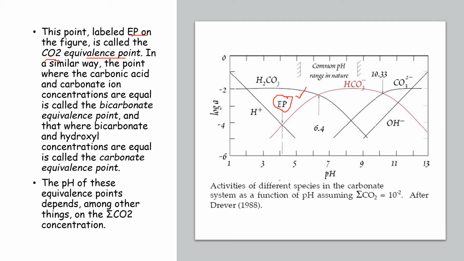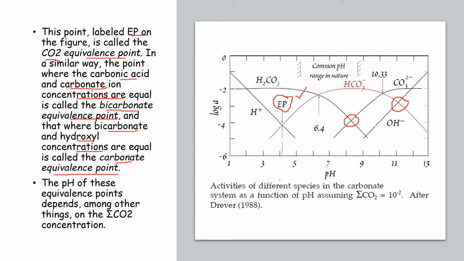Okay. Now, in a similar way, the point where carbonic acid and carbonate ion concentrations are equal. So let's look for it. Carbonic acid is here, carbonate is there. So more or less we're talking about this particular point. Okay. This is known as the bicarbonate equivalence point. And where the bicarbonate and hydroxyl concentrations are equal, so we're talking about this point here. This is known as the carbonate equivalence point.